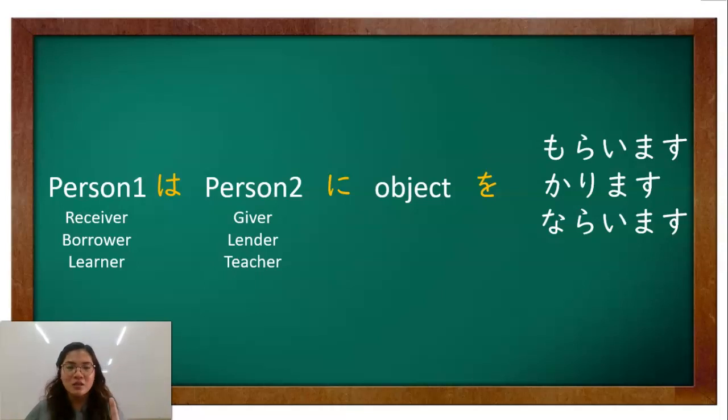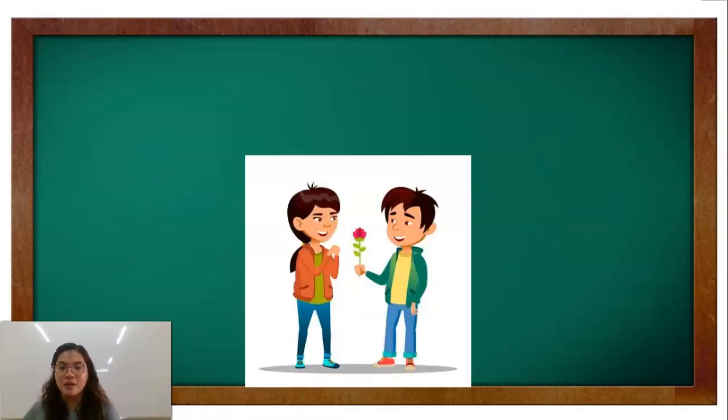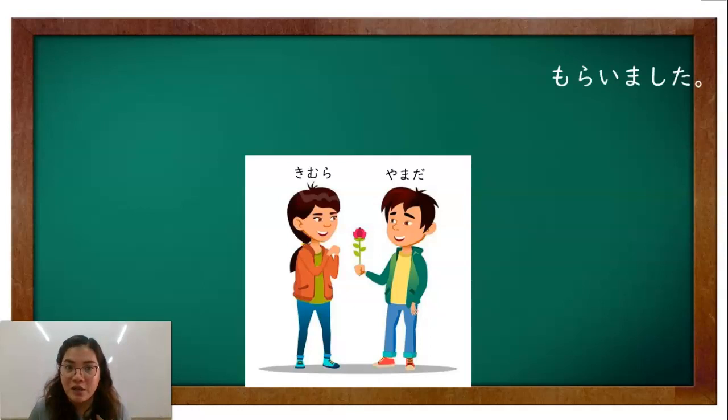So, let's try an example here. The teacher, this is Yamada-san, and this is Kimura-san. But our sentence here is: nakatanggap si Kimura ng bulaklak galing kay Yamada-san. Our term nakatanggap means received, moraimashita. Nakatanggap na siya.